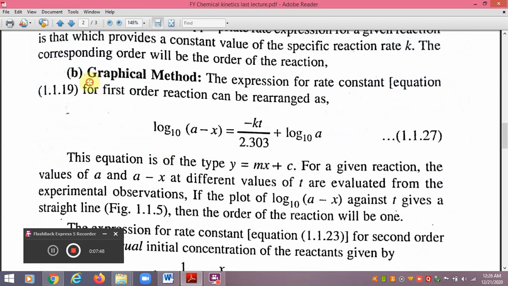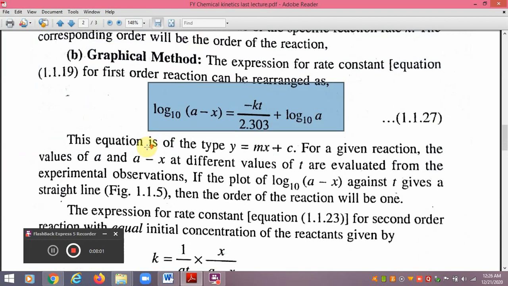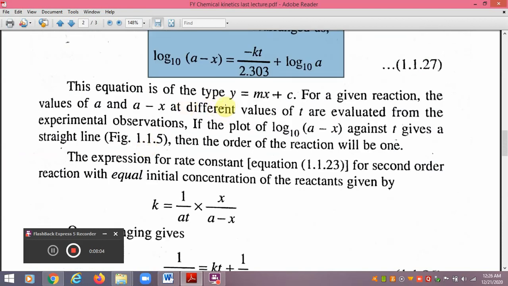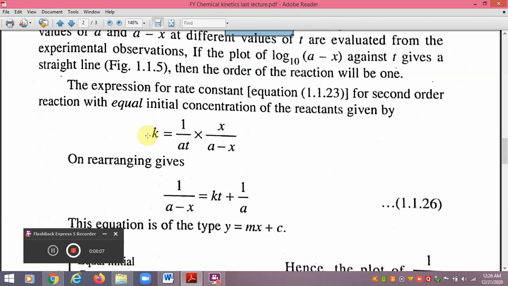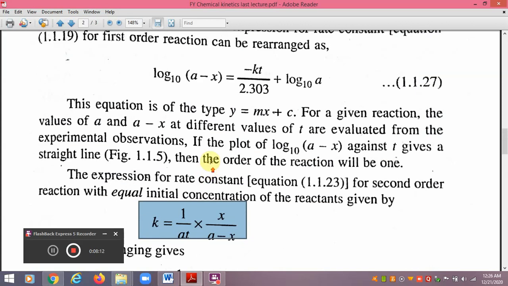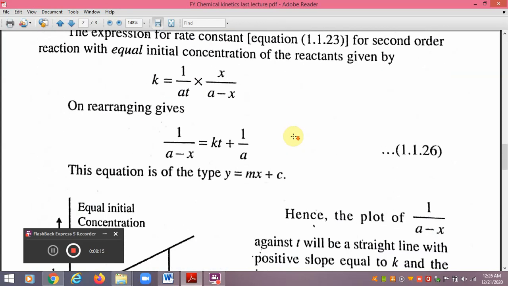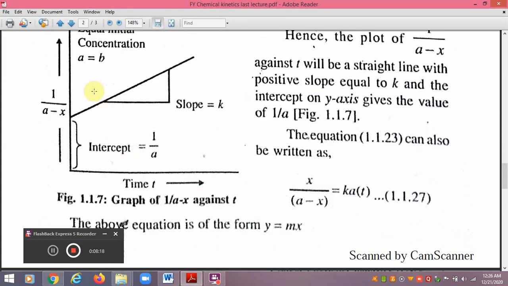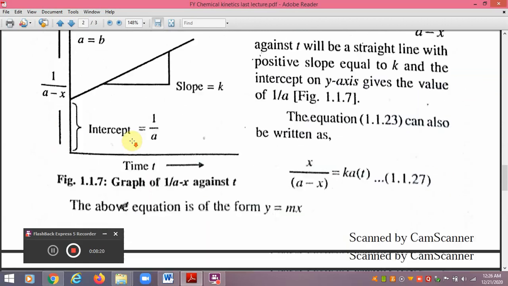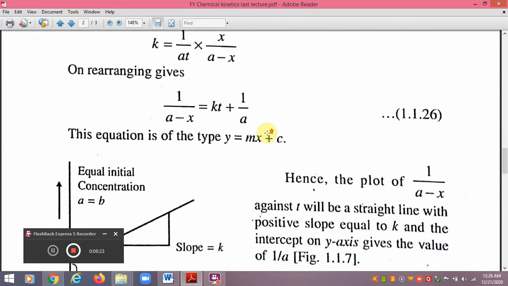In the second method, the graphical method, this is actually one of the characteristics of first order as well as second order reactions. In this case, we have to calculate the values of a, x, and a minus x, and plot a graph for a straight line, y equal to mx plus c, with the help of the first order rate equation as well as the second order rate equation. This is for the second order, and this is for the first order. If we plot the graph of 1 upon a minus x versus time, this is for the second order reaction.